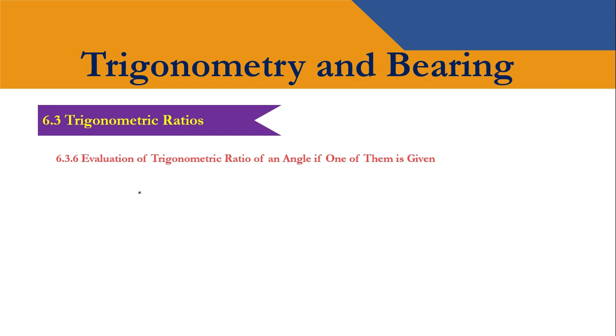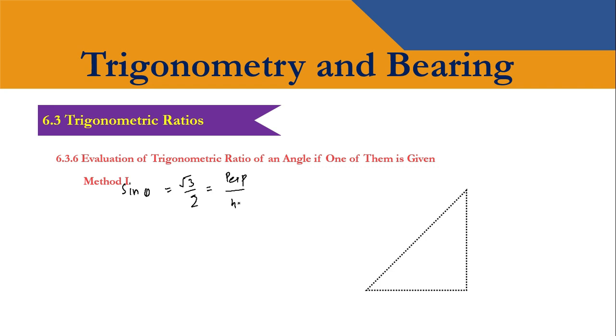For example, if sine theta is equal to root 3 by 2 is provided to you, and the task is to calculate the remaining ratios with the help of this information. So sine theta is equal to root 3 by 2. As we know that sine theta is equal to perpendicular divided by hypotenuse, so the perpendicular is equal to root 3 and hypotenuse is equal to 2.